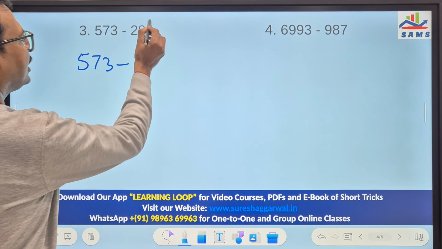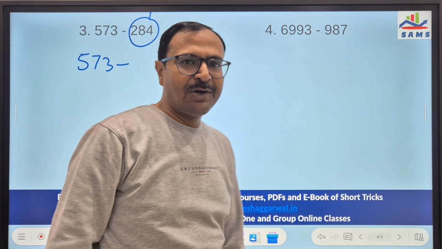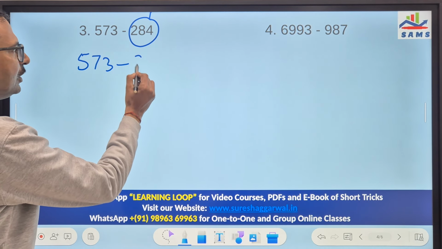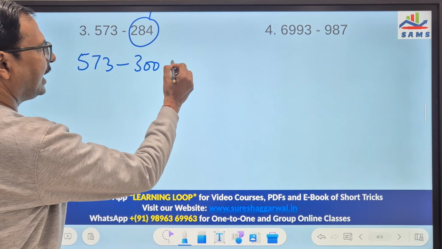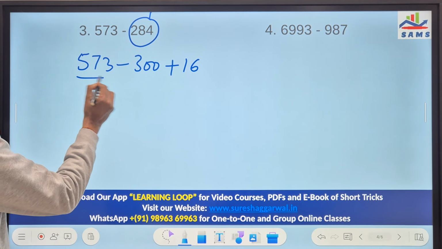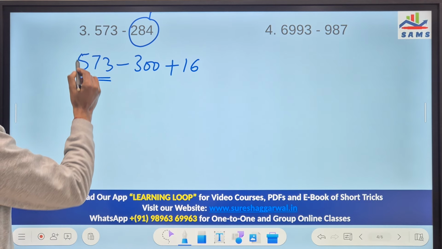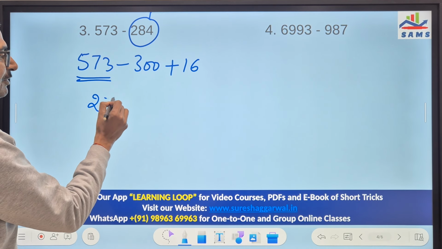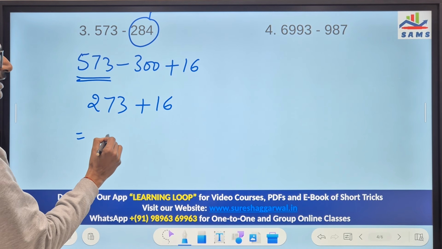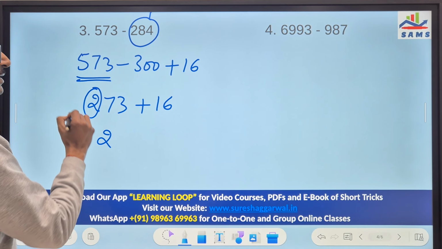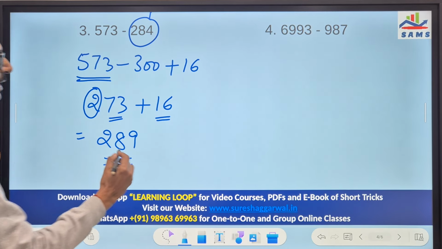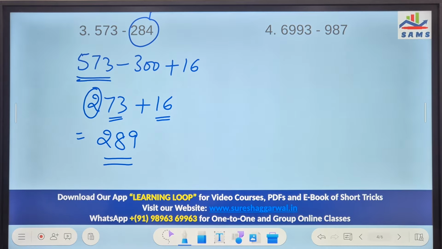573 minus 284. Now this number is very close to 300, 16 less than 300. So what would I do? I would subtract 300 and add back the deficit 16. Subtracting 300 from 573 is pretty elementary because 5 minus 3 is 2. So 273 is the difference. And adding back 16 is again very easy because 200 remains the same, and 73 plus 16 gives us 89. So 289 is the difference.